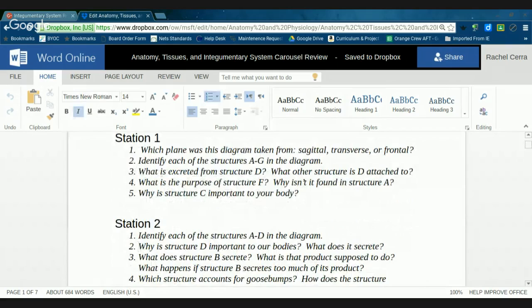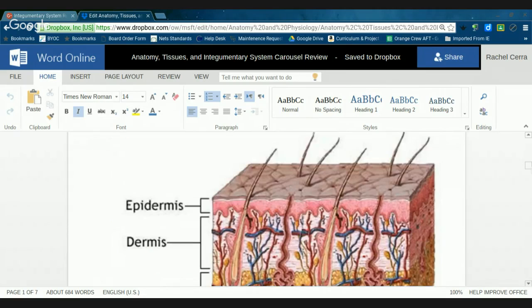So this one you had a set of diagrams, and number 1 was which plane was this diagram taken from? Sagittal, transverse, or frontal. There could have been 2 possible answers here. You could have told me a sagittal view or a frontal view, just because you're seeing the side view of everything. This is the one that we're looking at.